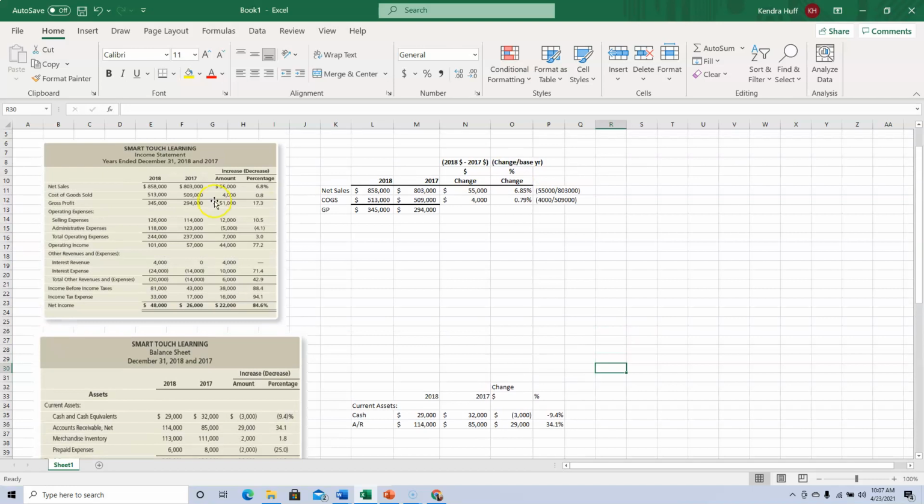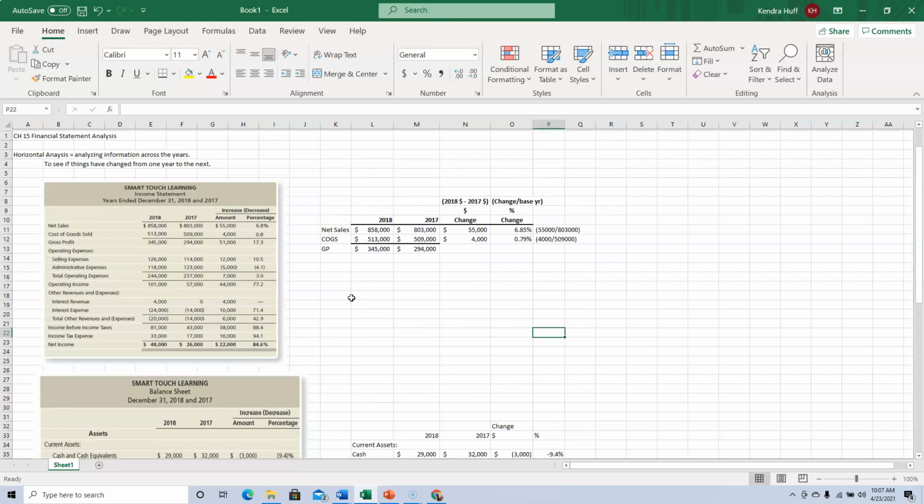If you look over here, the dollar amounts will tie out as you go down, but the percentages are not necessarily going to. Like 6.8 minus 0.8 is not 17.3%. So this is not going to add up. So don't try to make it add up.